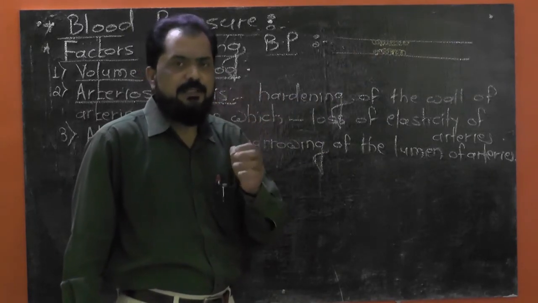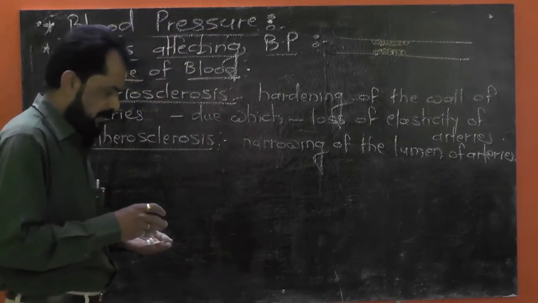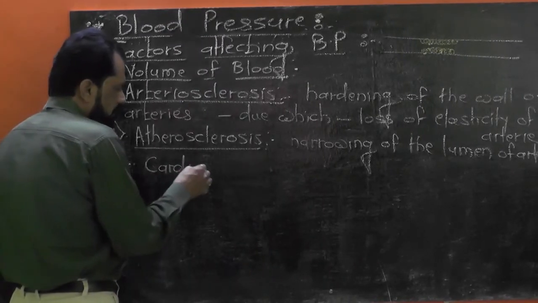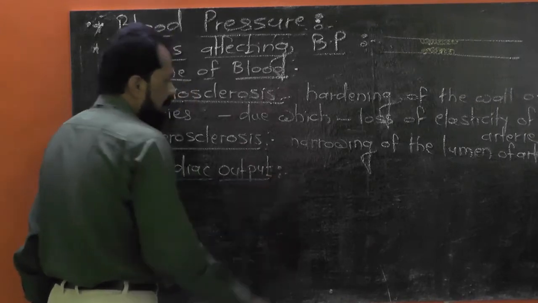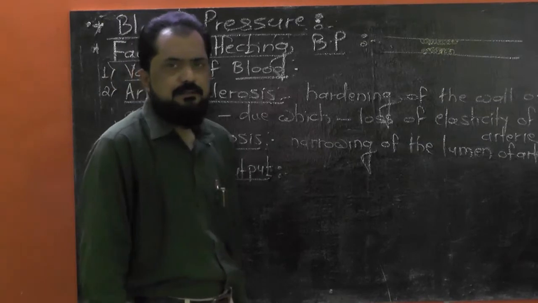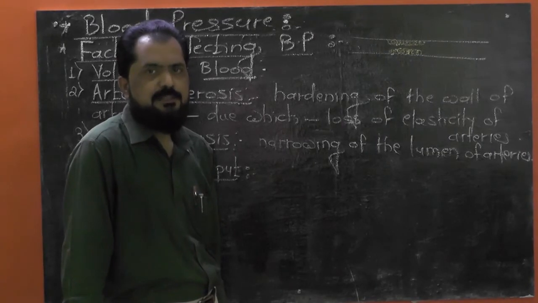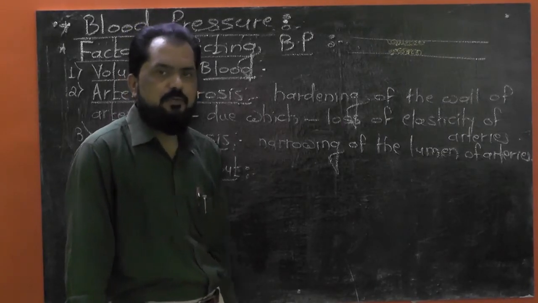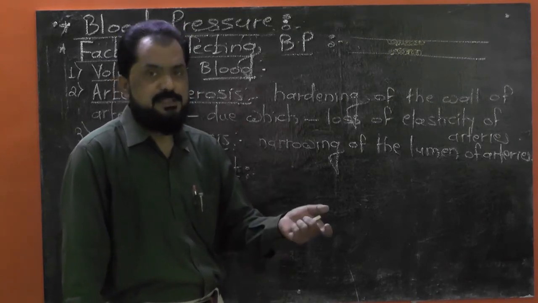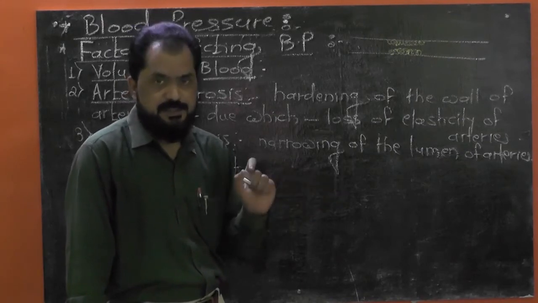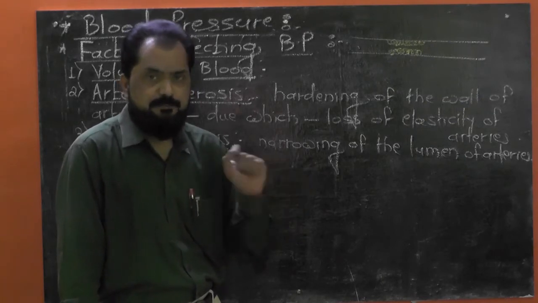The cavity in the artery becomes narrow and ultimately it again affects the blood pressure. Fourth factor, cardiac output. All of you know that cardiac output is the volume of blood pumped by the ventricles during 1 minute, and in a normal adult human being it is near about 5 liters. But whenever the cardiac output increases, the blood pressure also increases. It means the cardiac output is directly proportional to the blood pressure.